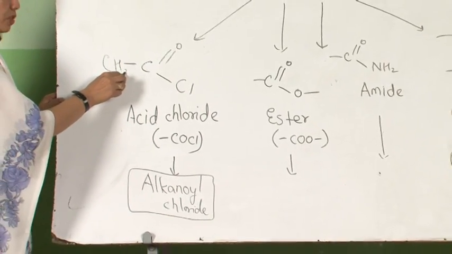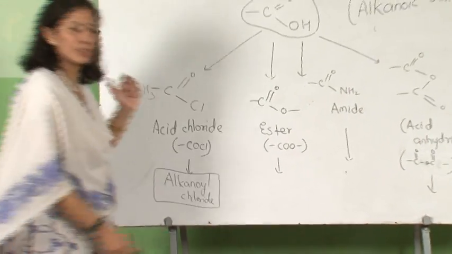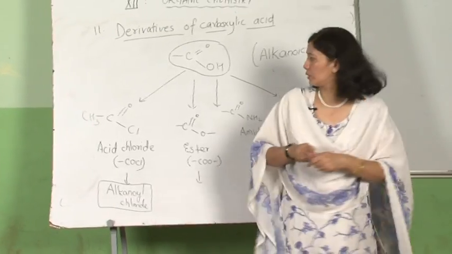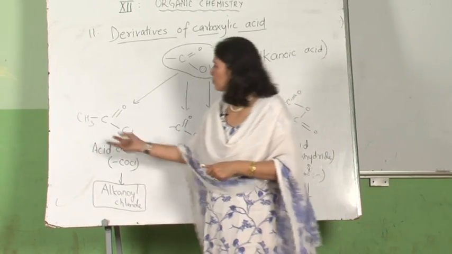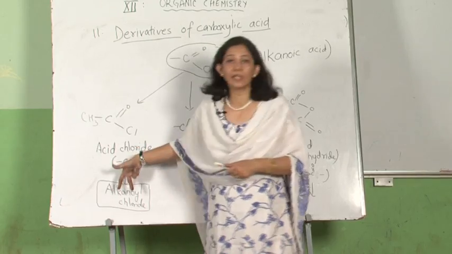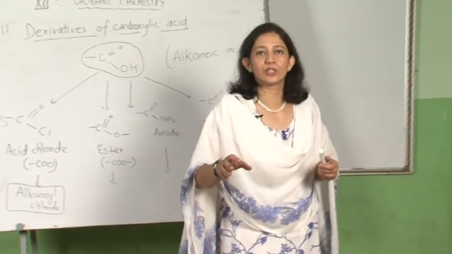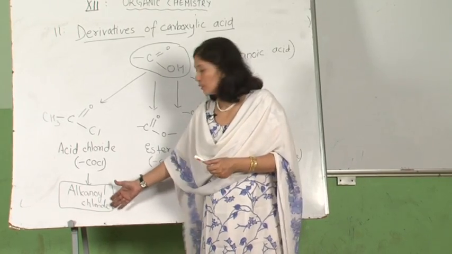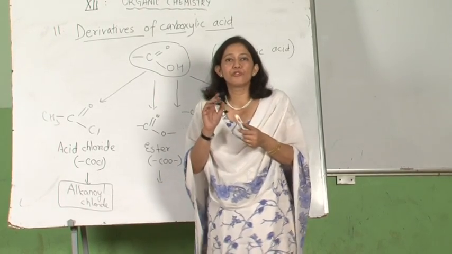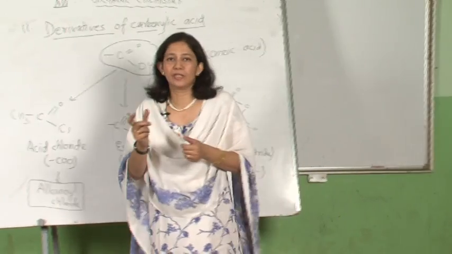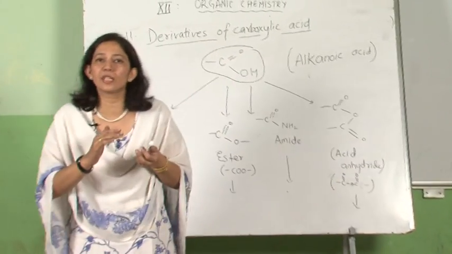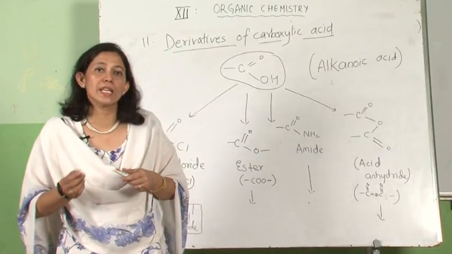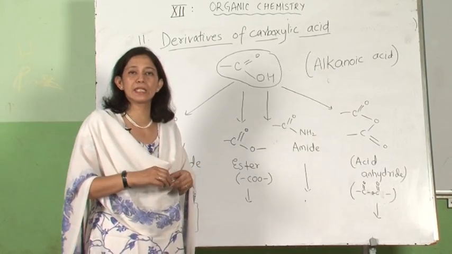Now try to think what will be the name. I am just putting a CH3 group, alkanoyl chloride. How many carbon atoms? 2 carbon atoms. A 2 carbon alkane is what? Ethane. So the name goes as ethanoyl chloride. Similarly, the name of ethanoic acid is acetic acid, so like how ethanoic acid turned into ethanoyl chloride, acetic acid turns into acetyl chloride.